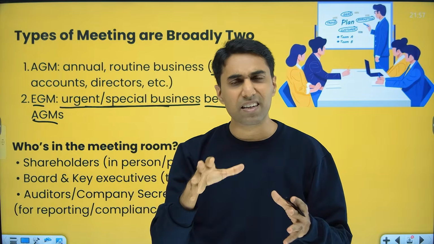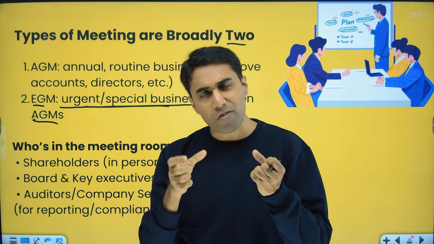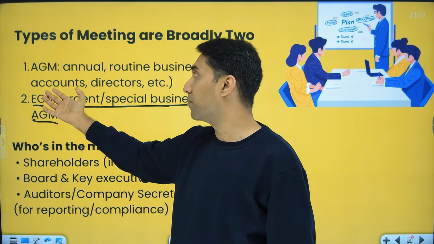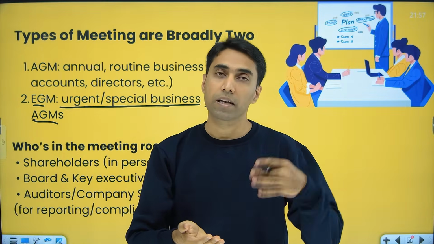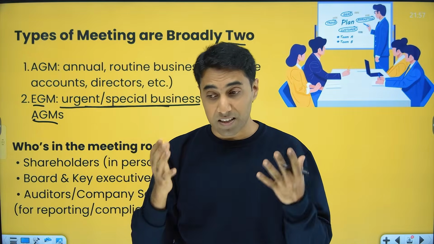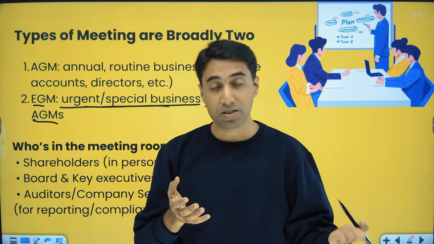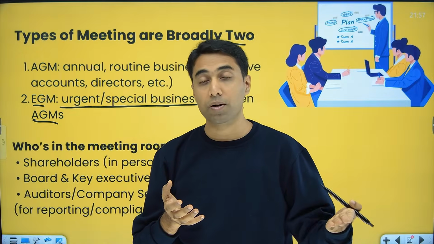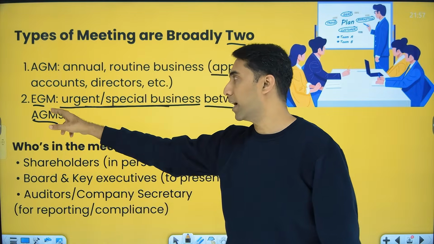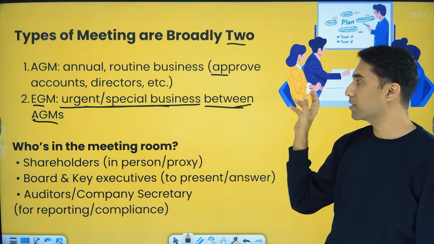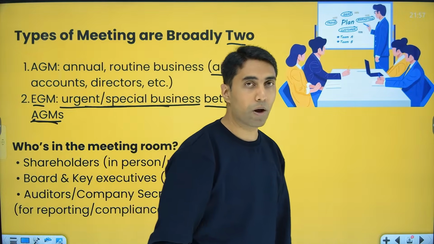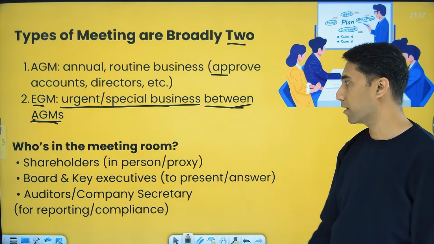If there is a decision where the board of directors themselves can decide, then you don't need an EGM. You can take that decision in the board meeting, correct? But if there is a decision which directors cannot take, or directors don't have enough powers to take, that time you will need an EGM for urgent or special business between the annual general meetings, between one and the other.